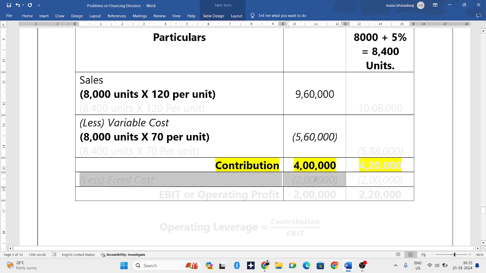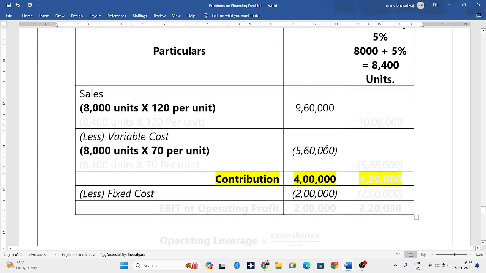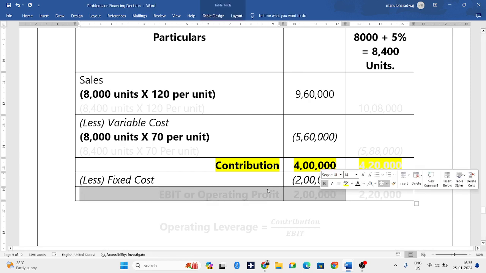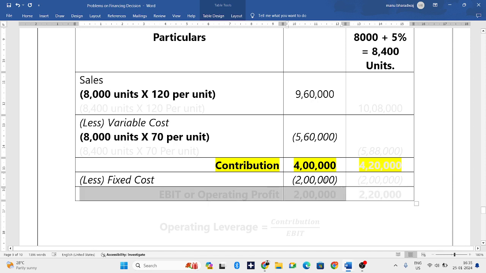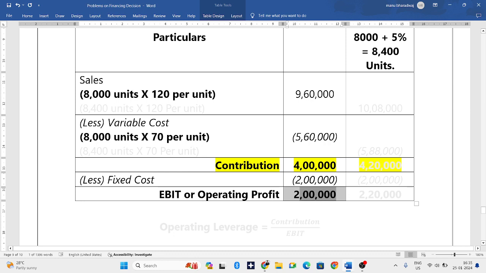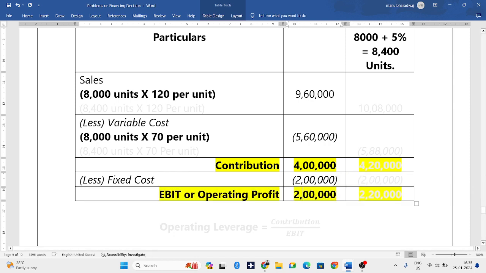From that, we have to reduce fixed cost. The fixed cost given in the question is 2 lakh rupees. If we subtract that, we will get EBIT, or operating profit, which is 2 lakh rupees. 4 lakh minus 2 lakh is 2 lakh rupees.